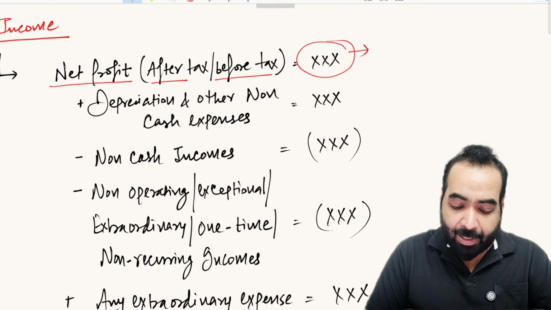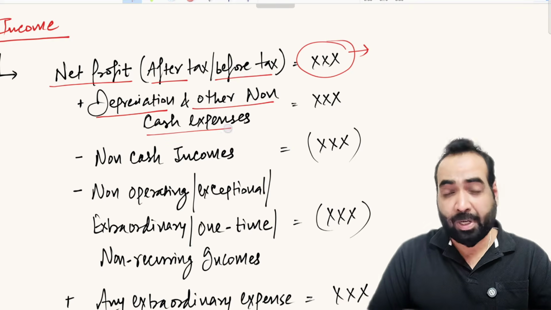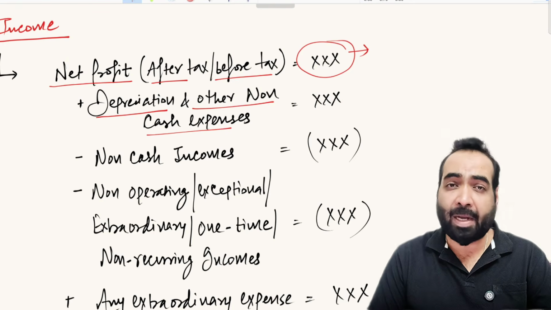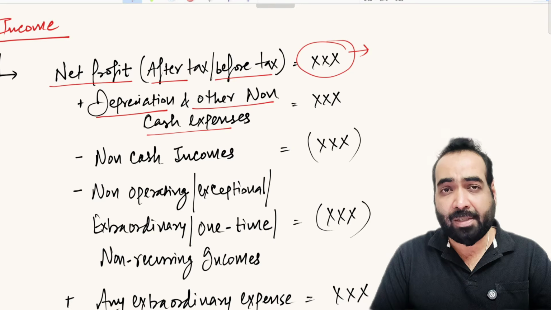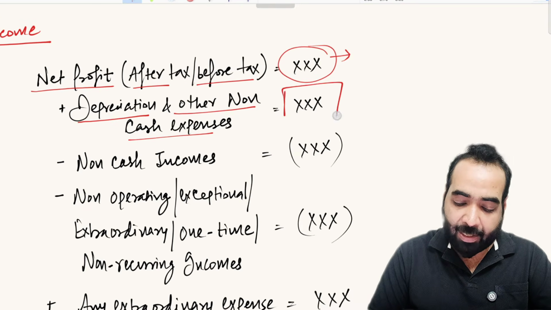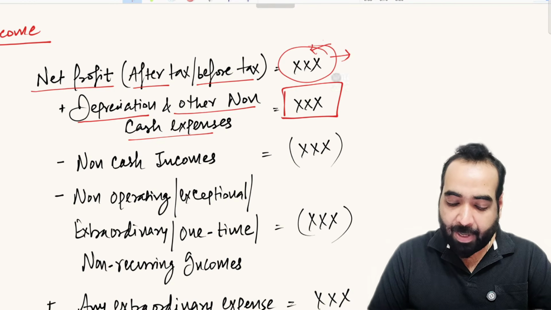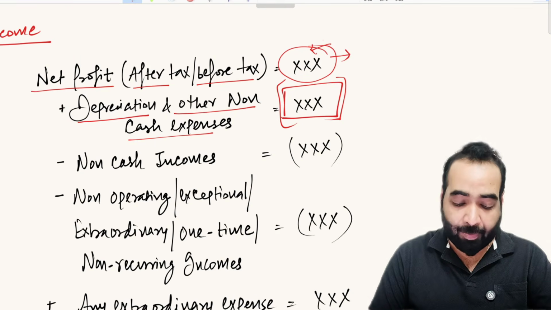So you add back the depreciation, which is a non-cash expense, and any other type of non-cash expense that you see in your profit and loss account, in which there is no practical cash outflow: any provisions, any write-offs, any amortizations, right? These are all non-cash expenses and shall be added back here because they are already deducted from these profits. So we add them back, and we try to nullify their impact from the profit.